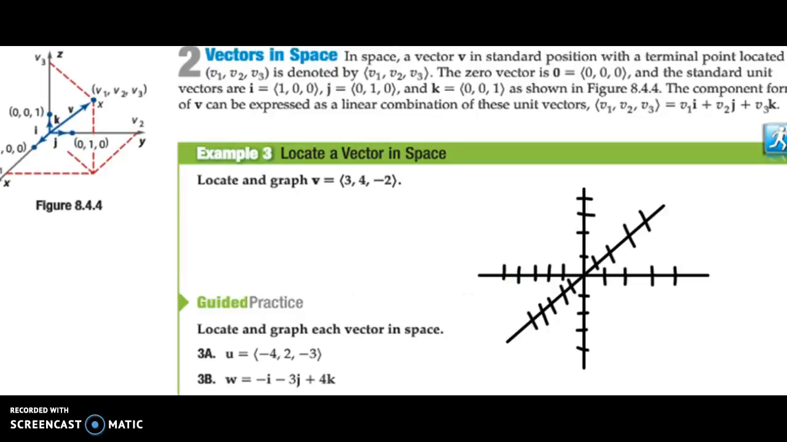So first off, my x component is 3. So I go forward 1, 2, 3. And then my y component is over 4. So I go over 1, 2, 3, 4. And finally, my z component is now down 2. So 1, 2. So this right here is the location of my vector starting at the origin. So there is my vector v right there. And you can try the same with the guided practice problems as well.